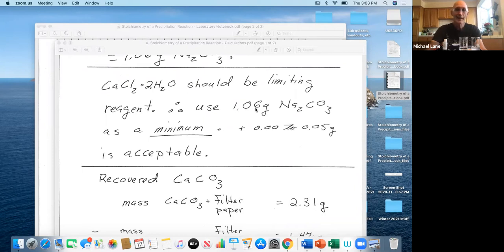Make certain that is the minimum. And if it's a couple of hundredths more, I put 0 to 0.05 grams more, that's perfectly acceptable. So I'm going to stop sharing, go back to my experiment. There we go. And proceed.